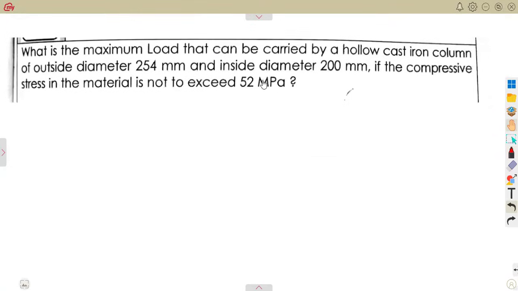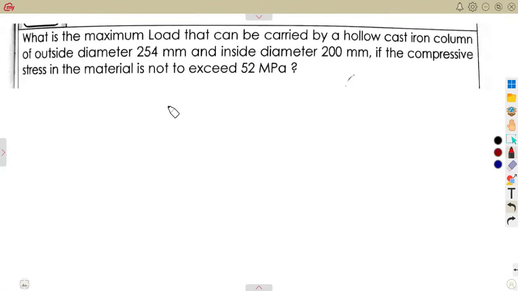Another question you're given: what is the maximum load? Maximum load, you're talking of the force to be applied that can be carried by a hollow cast. This is a hollow cast iron that you're given, meaning to say there is something inside and other part outside, the inner diameter and the outer diameter. Remember, I talked about these areas.